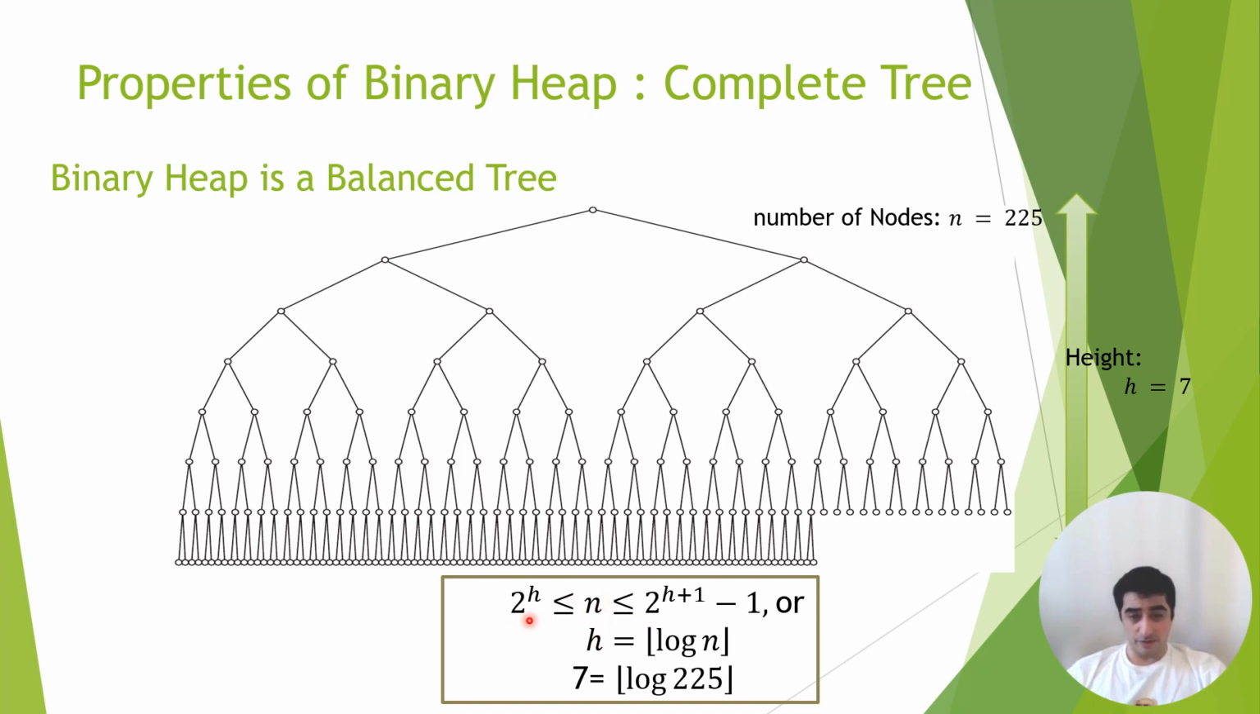The number of nodes is between 2 to the power of h and 2 to the power of h plus 1 minus 1. That makes the height equal to the log of n. You need to always round down, so it's the floor of log of n. So for this case, when you have 225 nodes, the height would be floor of log of 225, which is going to be equal to 7.